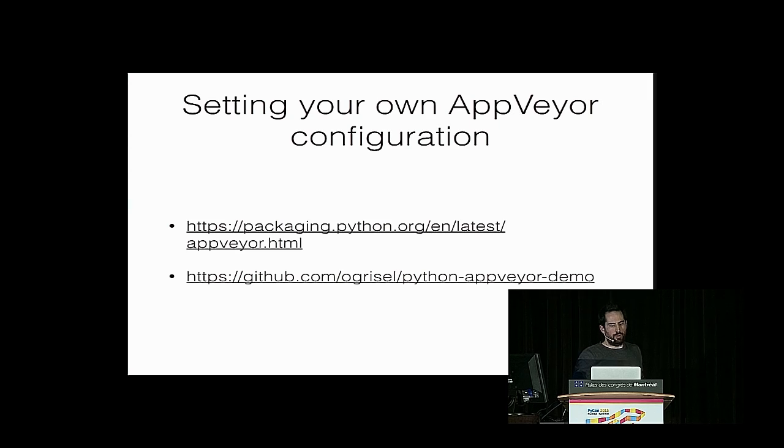So to set up your own AppVeyor configuration, you had an example, but if you want to know the details, you can go to the official packaging documentation from python.org. This is a very good reference. There is a section on using AppVeyor, and they basically reused the scripts that I developed and documented it there. So originally, I had put that as a sample Python project on my GitHub repo, the Python AppVeyor demo. And then it was included in the official documentation.